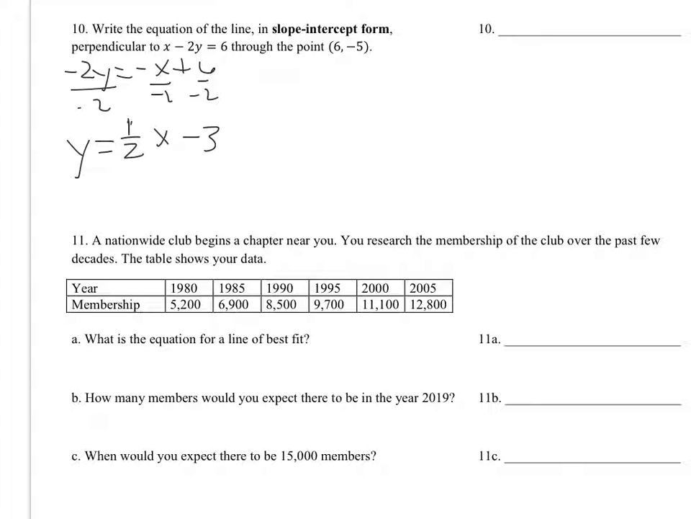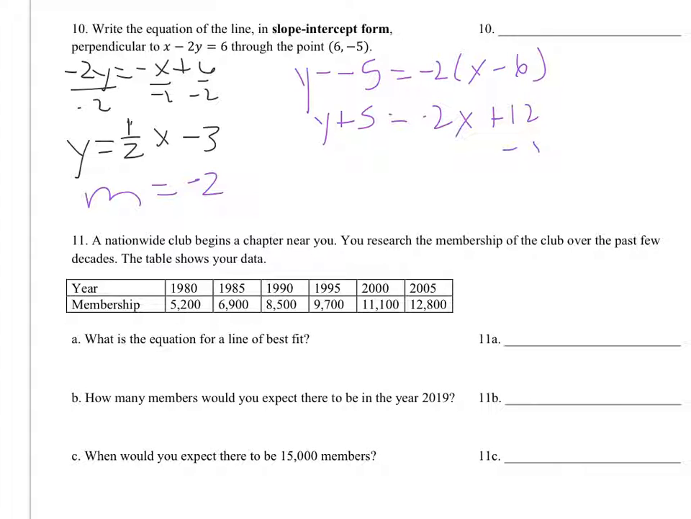So I have to think, what's my slope? My slope here is 1/2. So think, what is perpendicular to that? It's the opposite reciprocal. So my slope will be negative 2. So y minus y1 equals negative 2 times x minus x1. Distribute the negative 2, and you get plus 12 minus 5. Overall answer, y equals negative 2x plus 7.